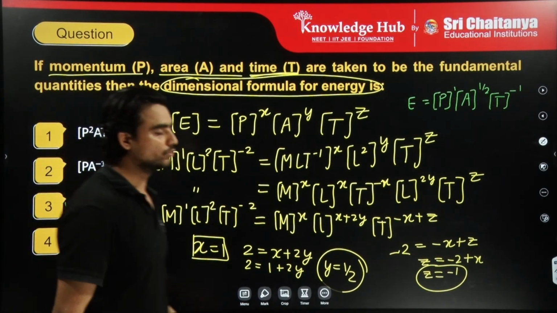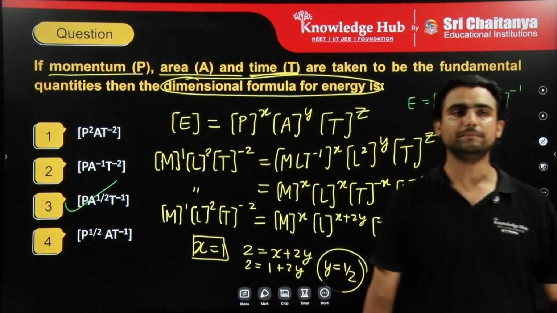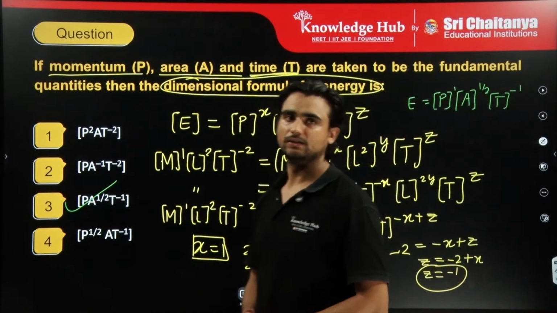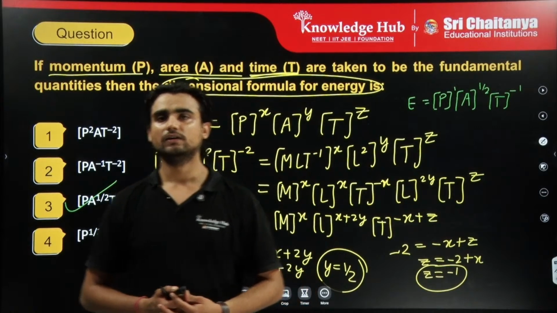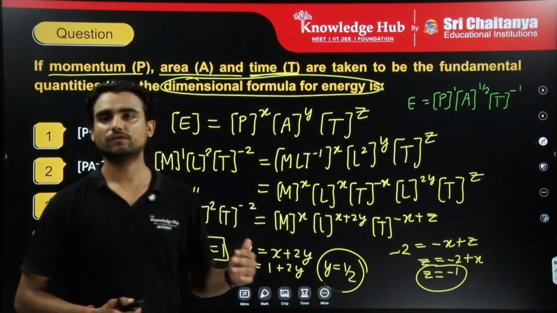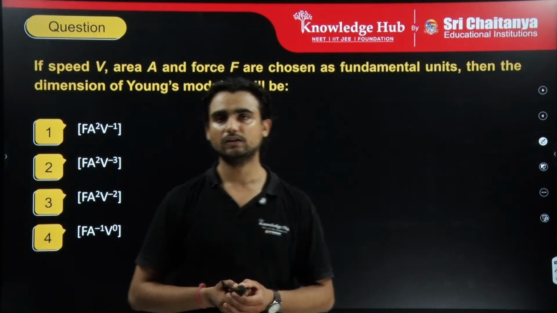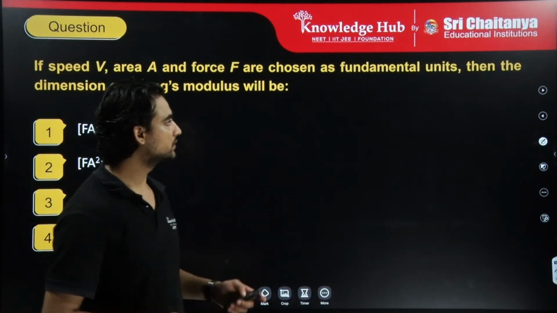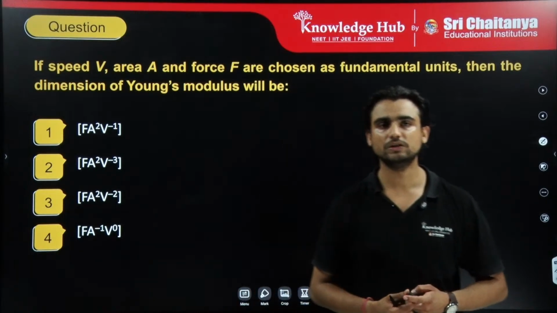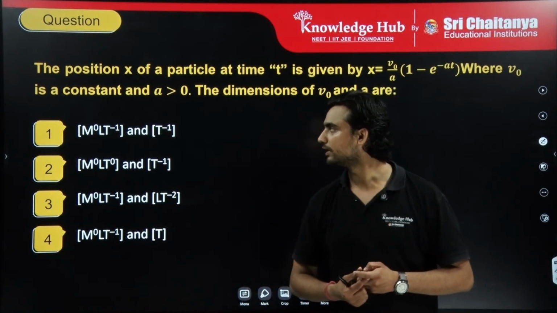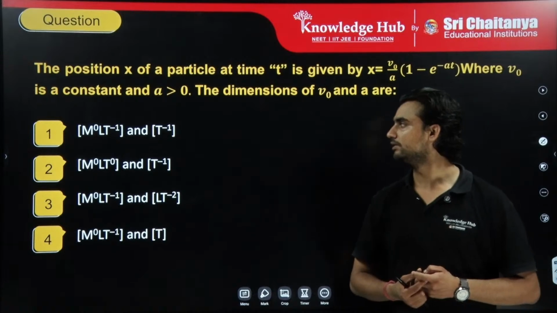So this is how we use dimensional analysis to find the dimension of a physical quantity in terms of some other physical quantities. I request you to please solve this question. This is a practice question for you. Please solve it. Also please solve this.